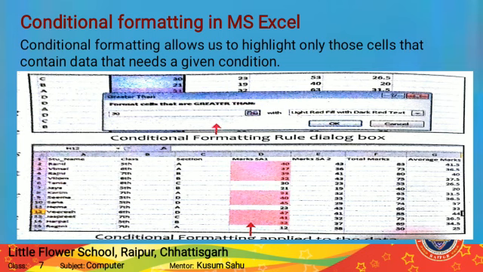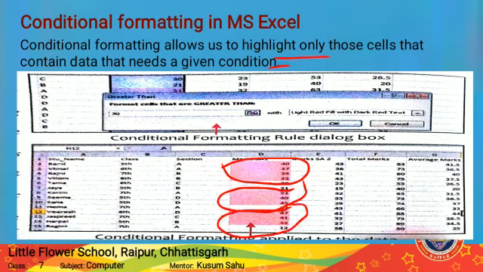Now come to the next term, that is conditional formatting in MS Excel. Conditional highlighting or formatting means highlighting the data. Conditional formatting allows us to highlight only those cells that contain data that meet a given condition. Means it only highlights those cells, not the complete one, or we can use that cell only. Here you can see in the picture the whole cell is not highlighted, only the selected cell is highlighted. So for this we will use the conditional formatting option.